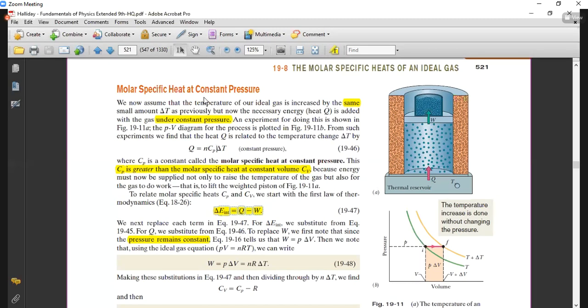n Cp delta T. One second beta, someone is being admitted here. We will use this here.